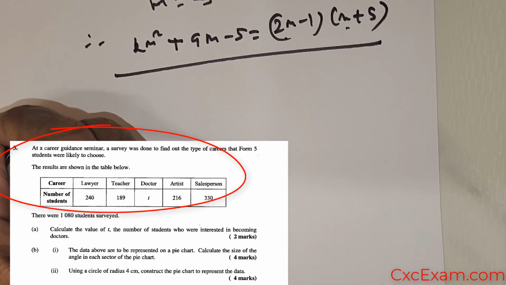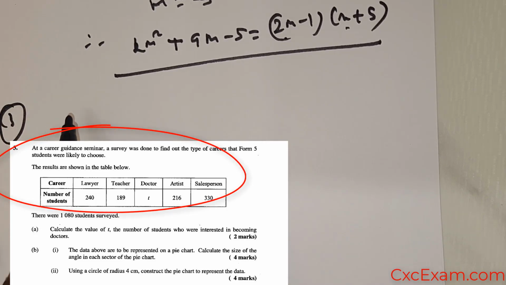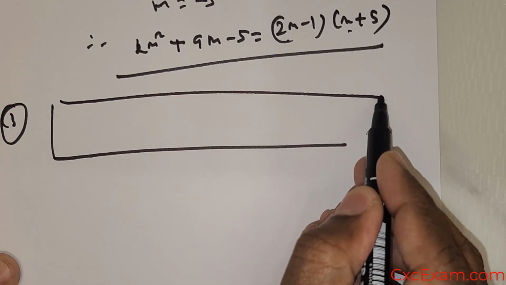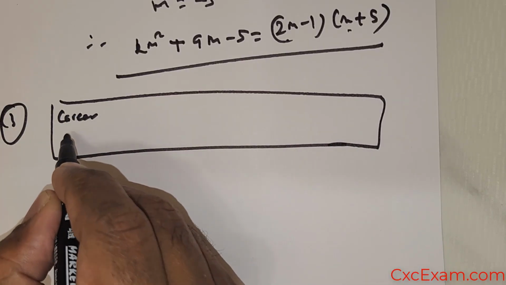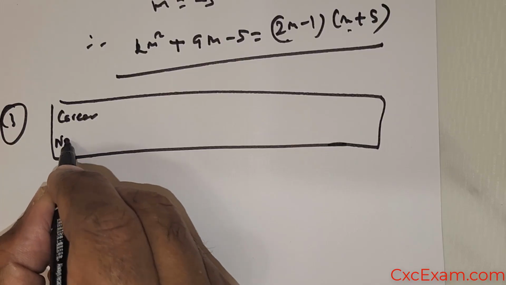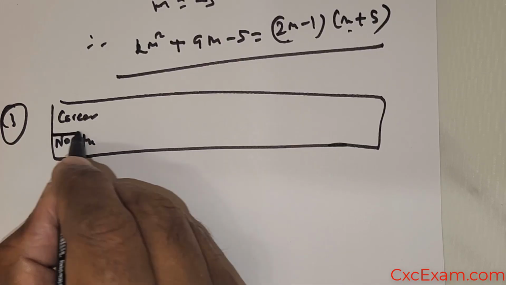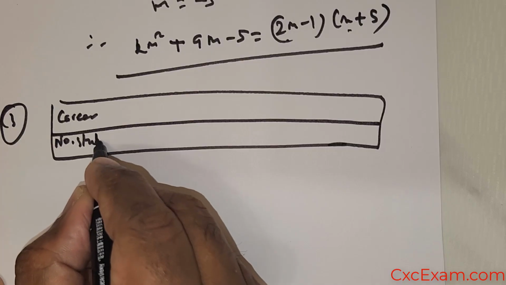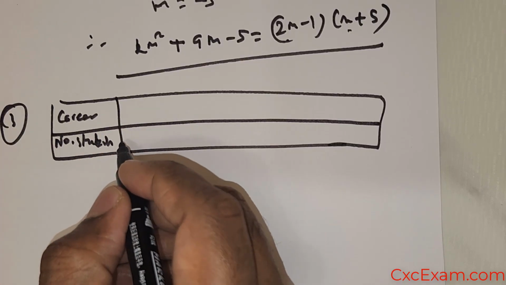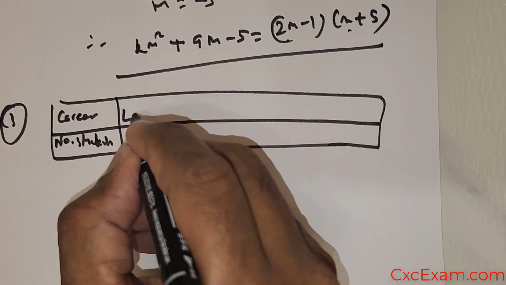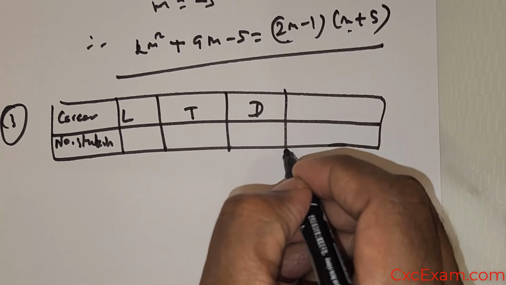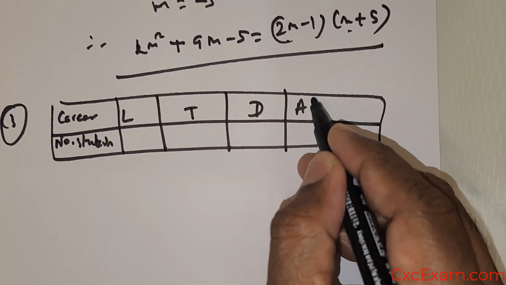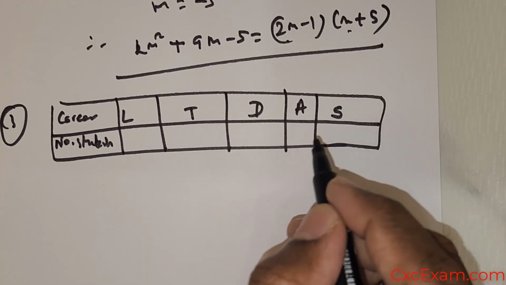Students, this is question number 3. Now we are given a table. In this table you have careers and the number of students who are actually making the choice. You have lawyers, teachers, doctors, artists, and salespeople.